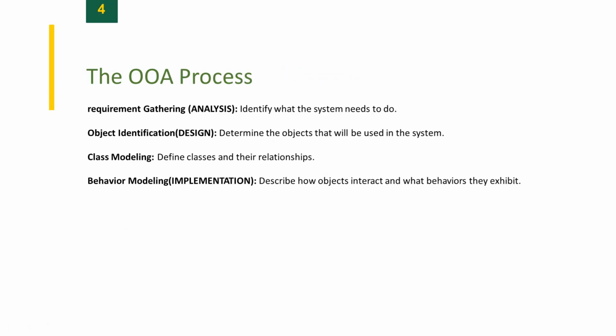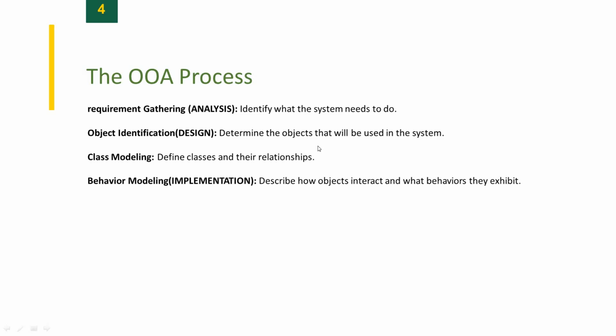The object-oriented process consists of requirement gathering, that is the analysis phase; object identification and class modeling, which are involved in the design phase; and behavior modeling, which is involved in the implementation phase. Requirement gathering identifies what the system needs to do.